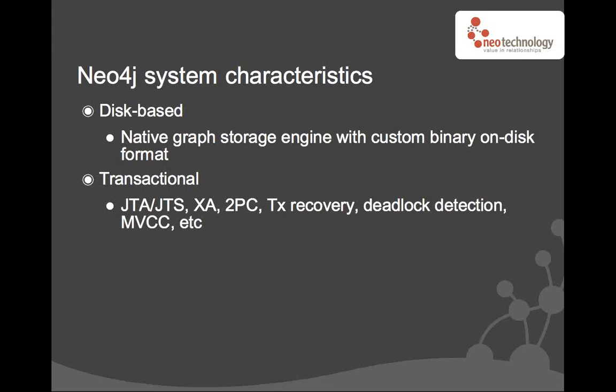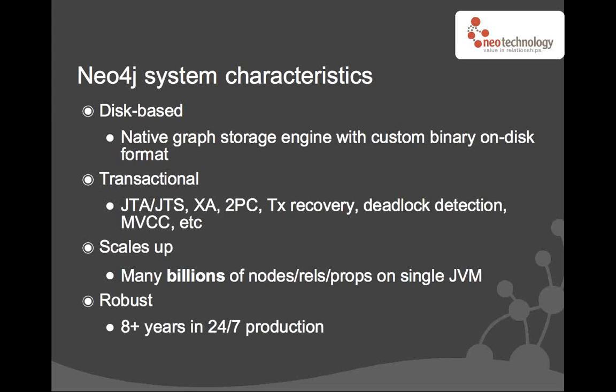And the most important point is that we never, ever lose data. We've been singularly focused on robustness, and we've been up and running in 24/7 production for 8 years now. So Neo4j has an incredibly solid and robust core. It scales up, handles billions of nodes, I think hundreds of billions of nodes and relationships and properties on a single JVM today, and we're consistently working to increase that upper ceiling. So it scales up really quite well, and we're going to mention that it also scales out using master-slave replication in Neo4j HA, high availability.